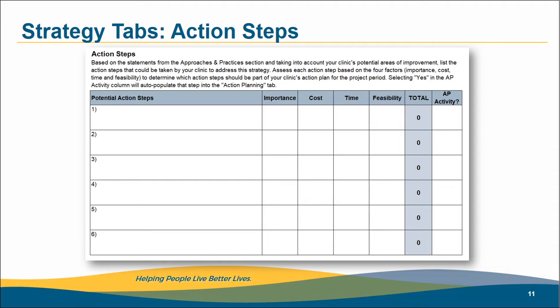That'll give you a total score so you have context for each of the action steps that you brainstorm, and in that final column is the AP activity. That's where you indicate yes, this action step will be included in our action plan, or no, this action step will not be included in our action plan. The importance of that column is that for any action step where yes is included in the action plan activity, that action step will be pre-populated into your action planning tab.